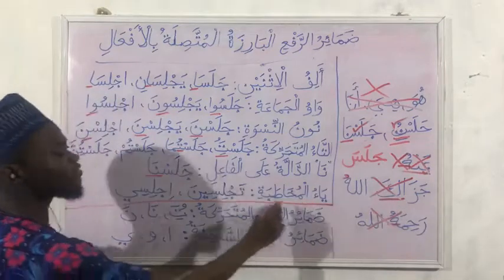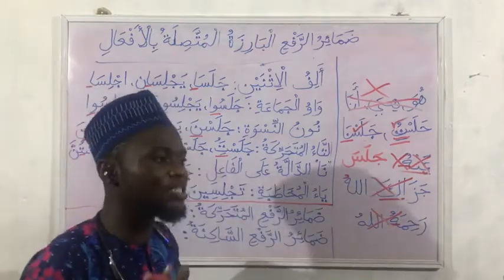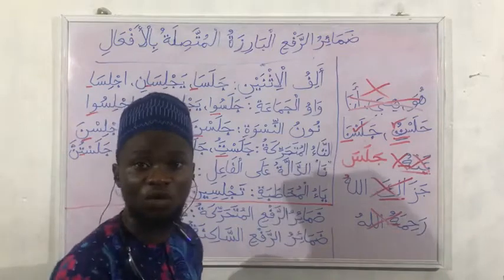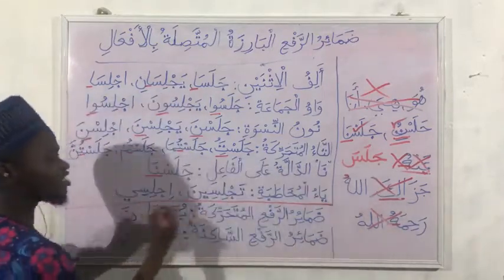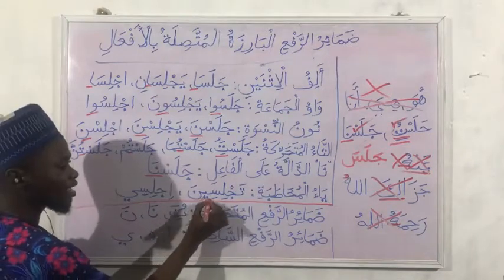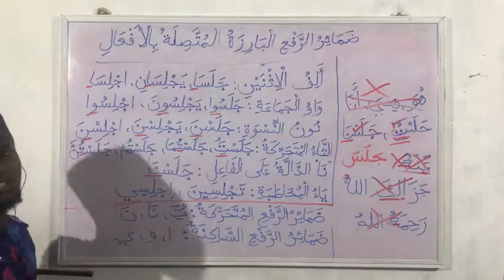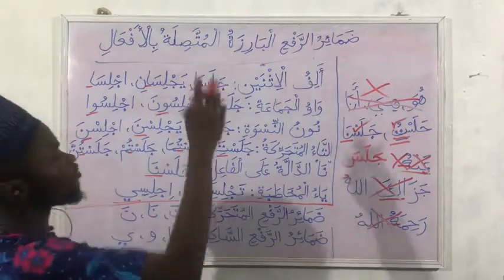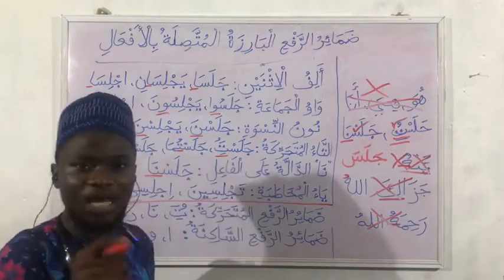So then the last one we have ya' al-mukhataba. The ya that is showing second person female. That is showing what? Second person female. That is a female you are talking to. So we have tajlisina. So this ya is the what? The ya' al-mukhataba, and ijlisi, we have the ya' al-mukhataba. So all of these are what? Are our ضمائر الرفع البارزة المتصلة بالأفعال.